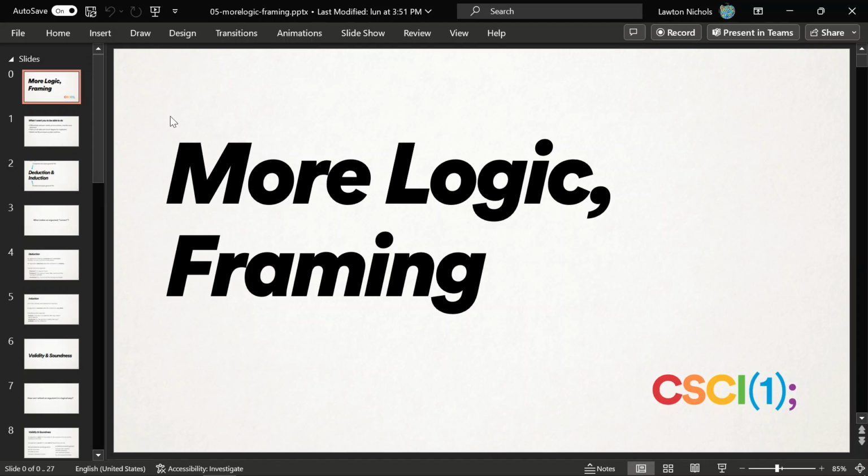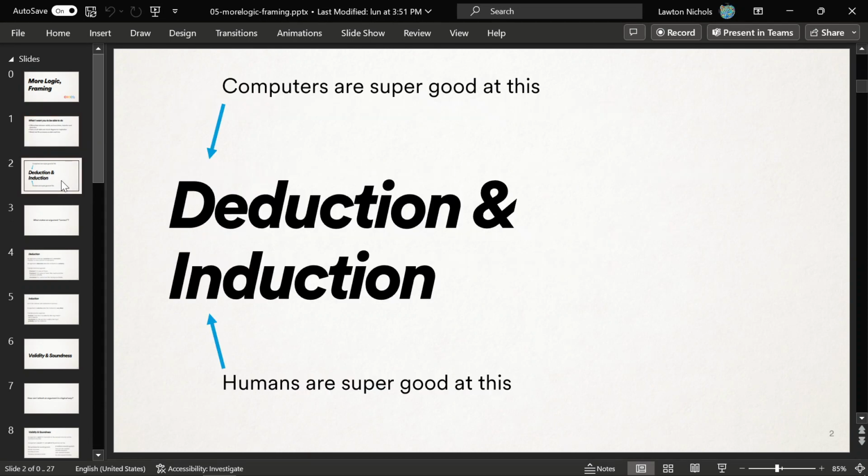But today I want to talk about logic a little bit more, and then an idea called framing, like a frame of reference. So, let us begin with two words that are very similar. They rhyme: deduction and induction.